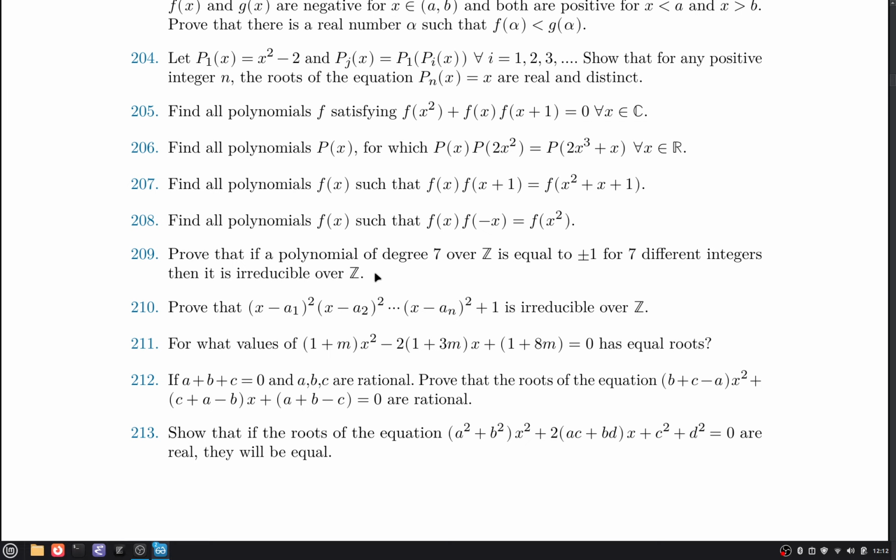Now, once we have that, q(a_i) and r(a_i) would be in the set Z for each i, and the modulus of q(a_i) and r(a_i) will be equal to 1. So q(a_i) is equal to plus minus 1. We see that the value of 1 or minus 1 is taken at least 4 times, but the degree of q(x) is at most 3. Thus q(x) is equal to plus minus 1. Hence p(x) is irreducible.